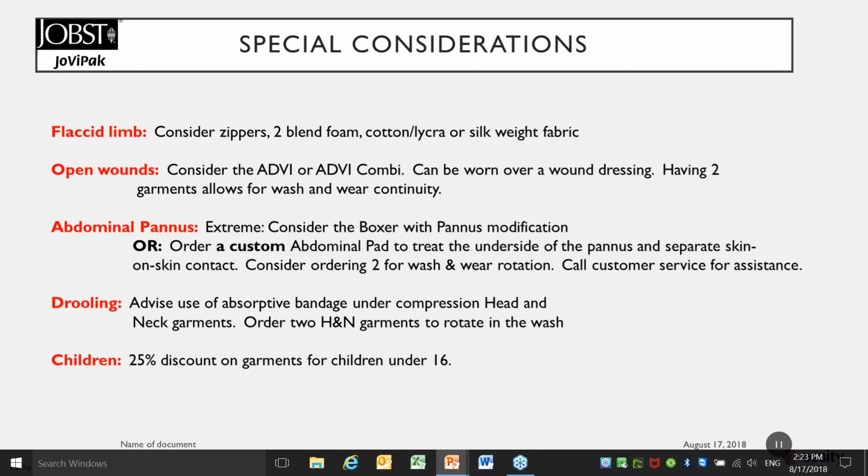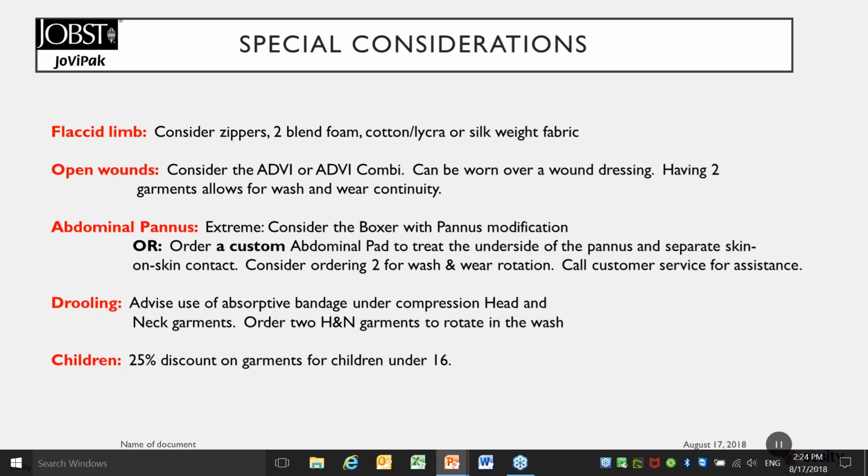Sometimes we come across the flaccid limb, and in those cases, usually a zipper is going to be recommended, and we often will use a two blend foam for that and cotton, lycra, or silk weight fabric. Anytime you have an open wound, consider using an ADVI or an ADVI combi. We recommend that the wound be near closed, but it can be worn over a wound dressing. Having two garments allows for a wash and wear continuity.